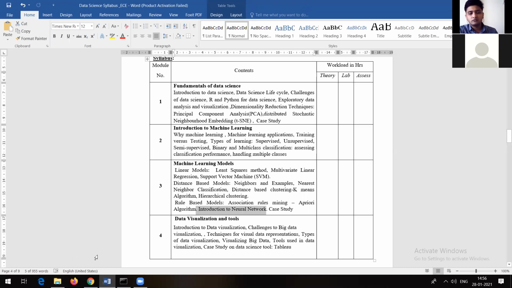Maybe if we get time, or in the next session, I will explain some more things. Otherwise, depending on the time, let's see how it goes. Otherwise, I will start with this next topic. This will not take that much time. Anyway, that's what I wanted to talk about: the introduction to neural networks.